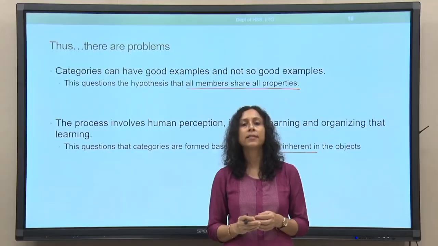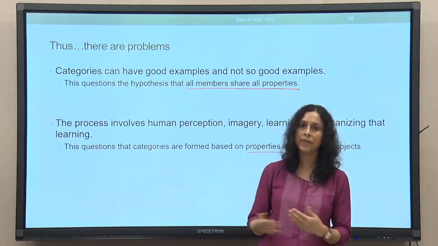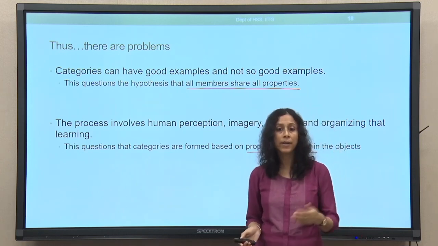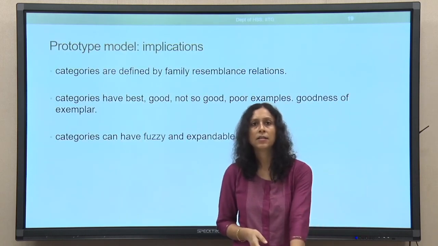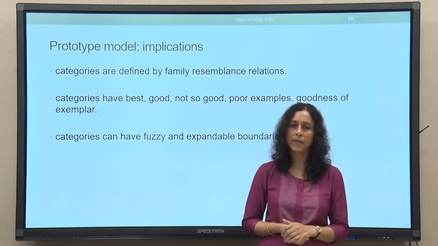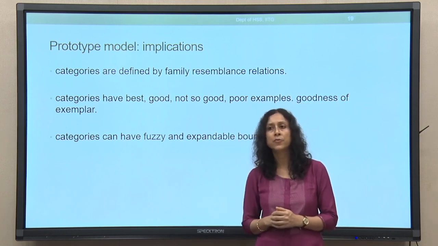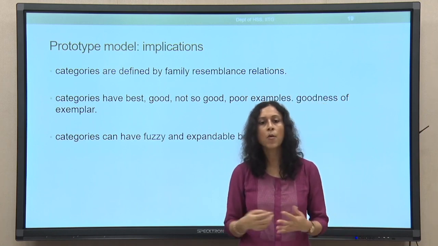Of course, properties are there, but they also take care of human interference, the way humans interact with a particular object or the way we categorize it. So, these are the primary issues that later scholars found with the classical theory, as a result of which we now have a theory called the prototype theory or the prototype model.